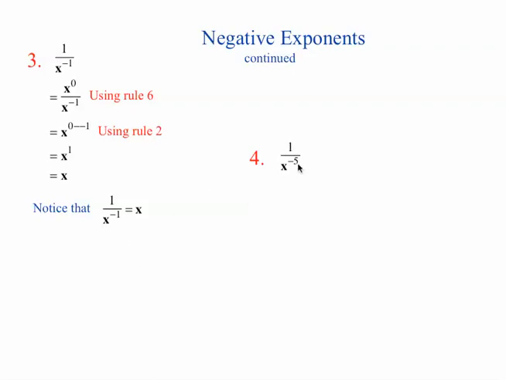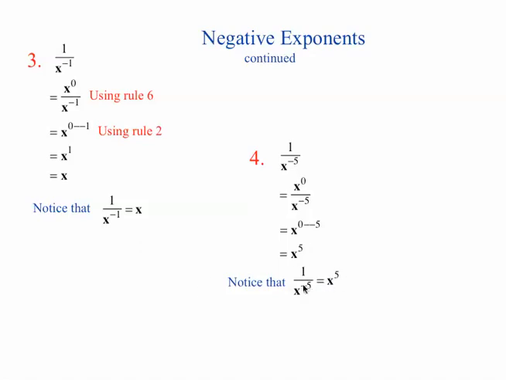1 over x to the negative 5, if this rule holds true, we're going to get x to the positive 5. So notice that the 1 is x to the 0 divided by x to the negative 5. I'm going to subtract those: 0 take away negative 5, which is 0 plus 5, which is x to the 5. So notice that 1 over x to the negative 5 is x to the 5.